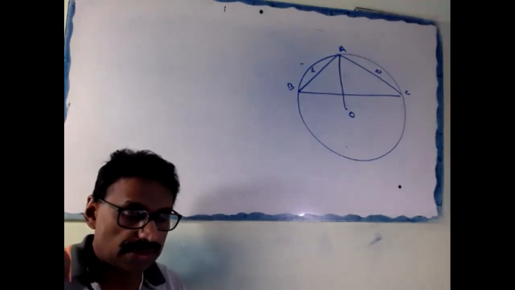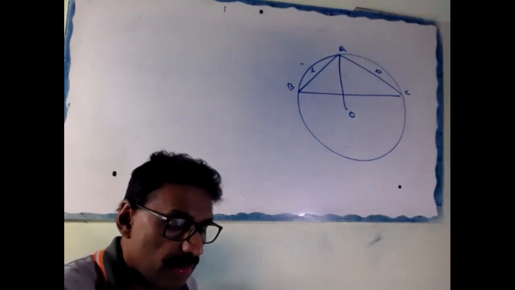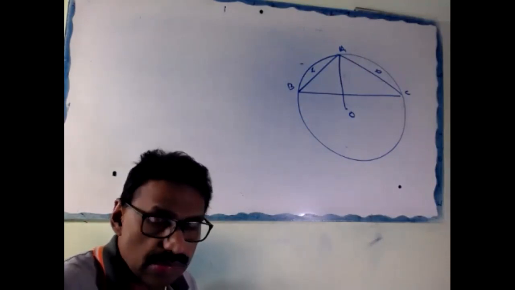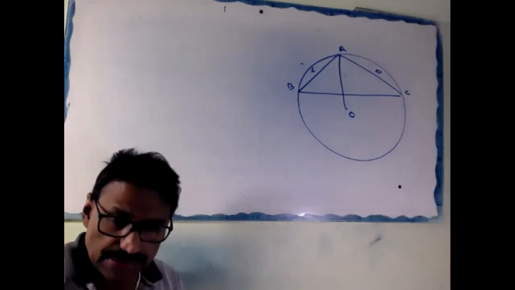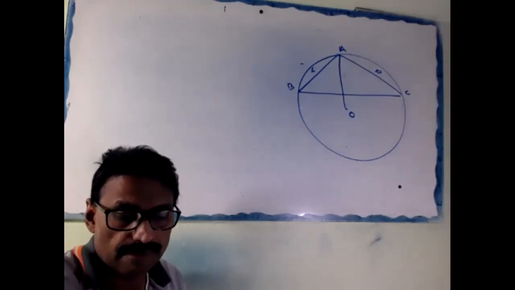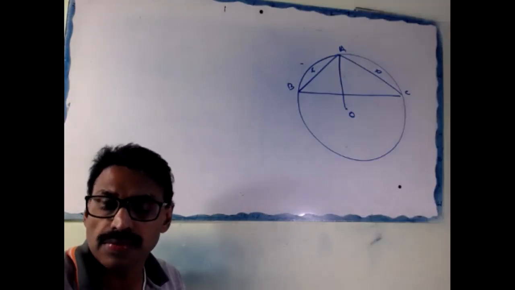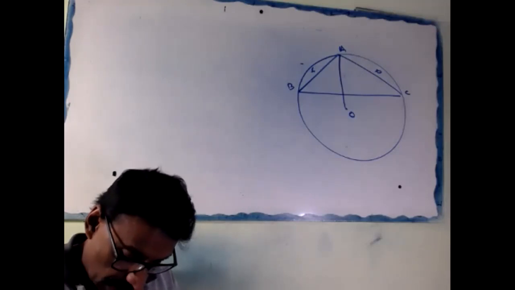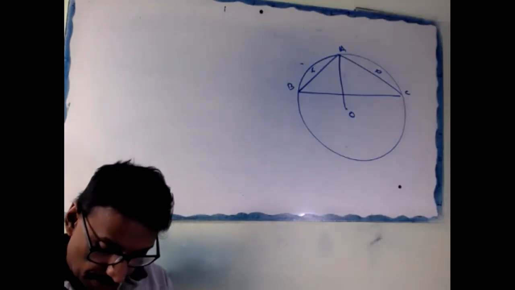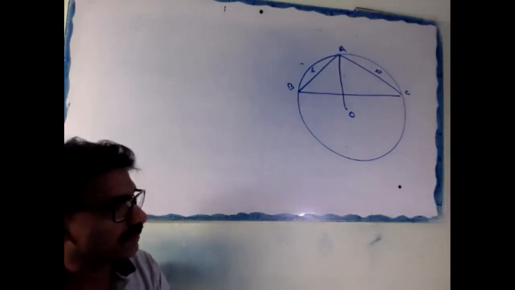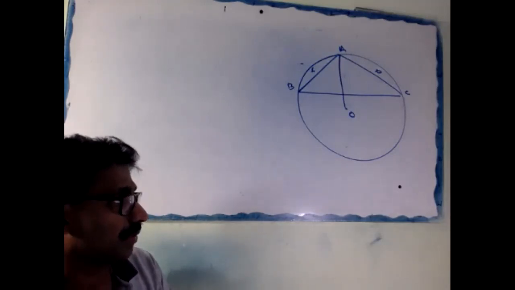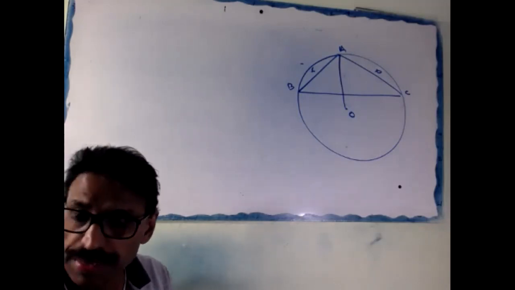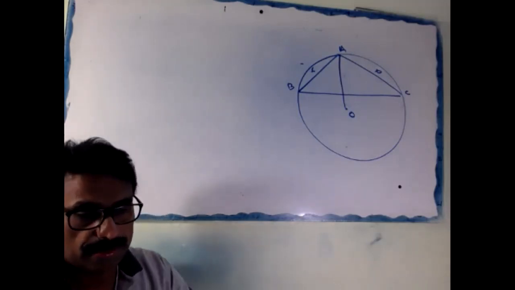In a circle of radius 5 centimeter, AB and AC are two chords such that AB equal to AC equal to 6 centimeter, OA equal to 5 centimeter. Find the length of BC. Okay, draw the figure.